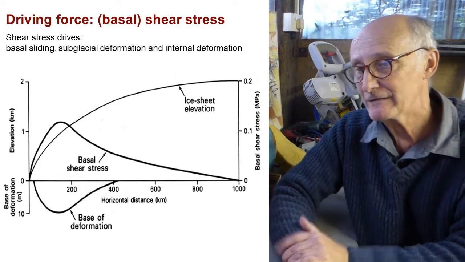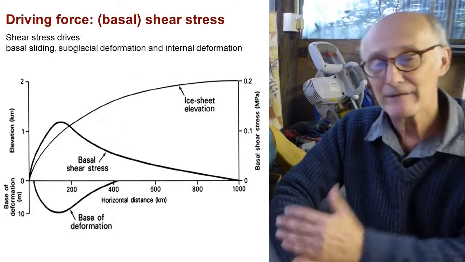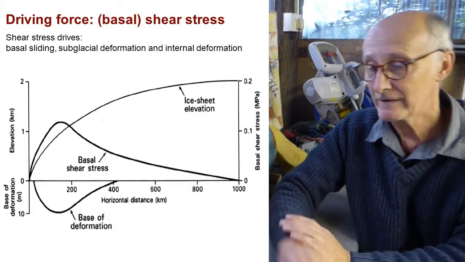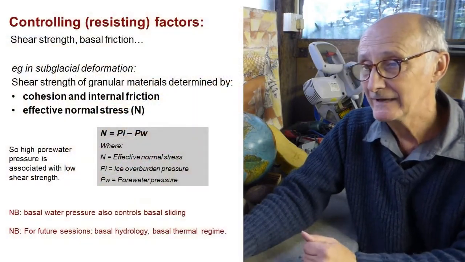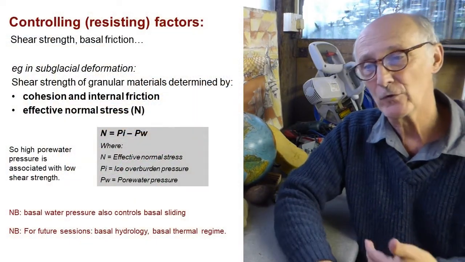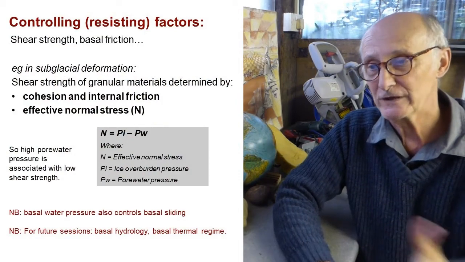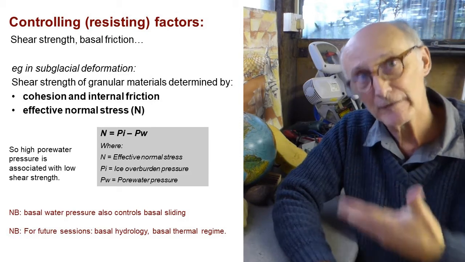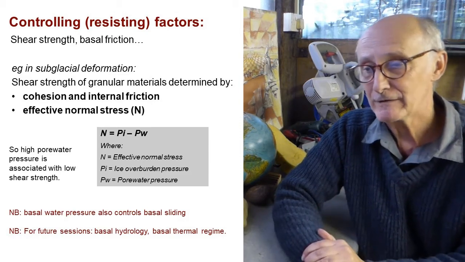This is all about shear stress, and if you're thinking about the bottom of the glacier, then it's the basal shear stress, and that's one of the key driving forces behind glacier motion. But we also need to think, as we have been doing, about controlling or resisting factors such as shear strength or friction at the base of a glacier, which is resisting movement that might be caused by that shear stress.